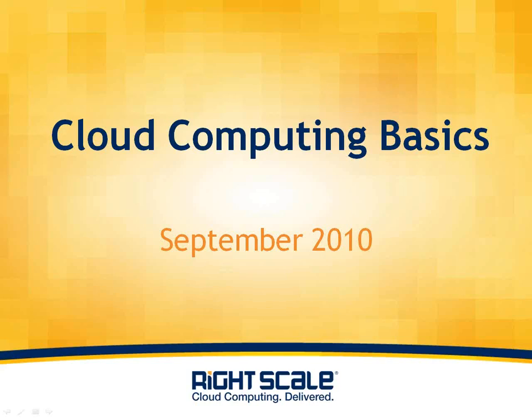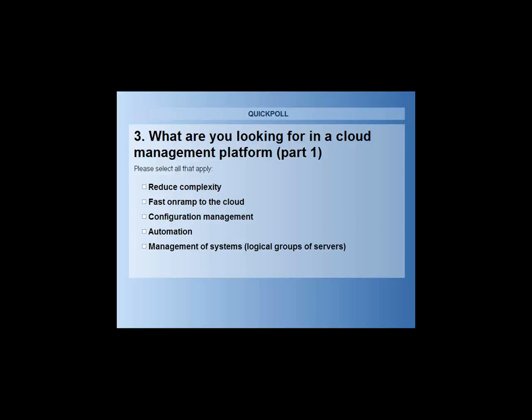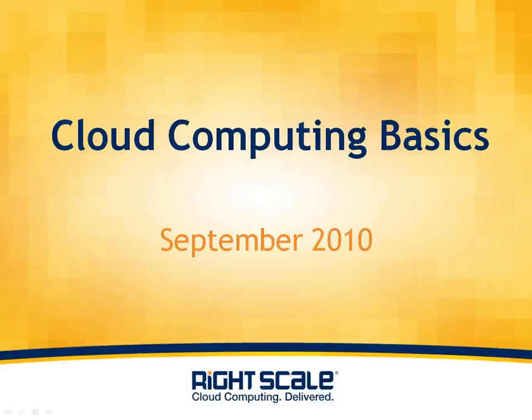So our final question is actually two questions with just multiple answers across them. So the first half, what are you looking for in a cloud management platform? So again here, just select all that apply. Reducing complexity, you're looking to get onto the cloud quickly. You're looking for help with configuration management, automation, or management of multiple systems, which are groups of servers. Leave this open for a couple more seconds. Again, spread across the board. You're looking to do all of these things with reducing complexity and automation at the top of the list.